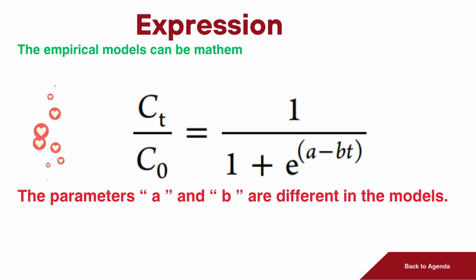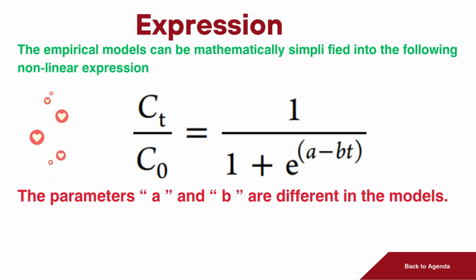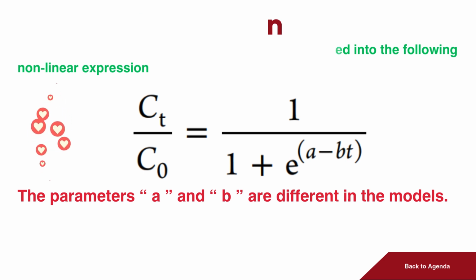Now, here, the empirical models can be mathematically simplified into the following nonlinear equation. That means Ct divided by C naught equals 1 divided by 1 plus exponential of A minus Bt. Here the parameters A and B are different in different models. Now I will show you and compare this.